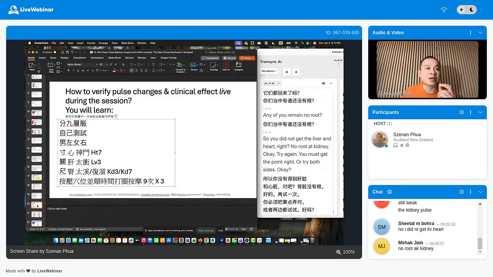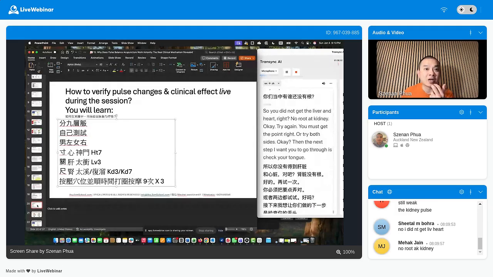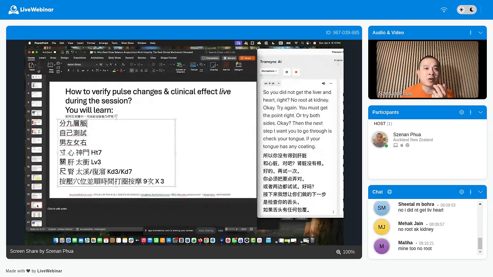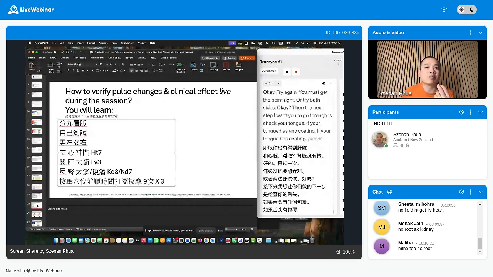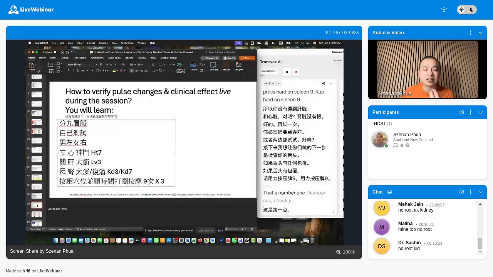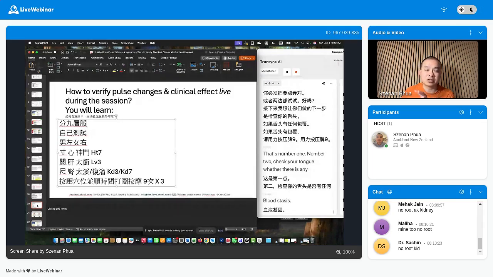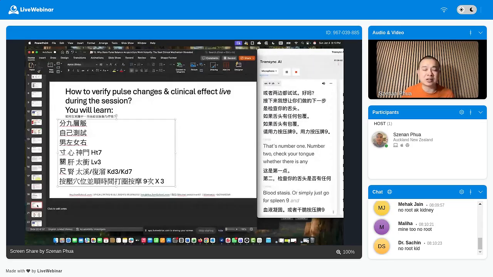Okay, then the next step I want you to go through is check your tongue. If your tongue has any coating, please press hard on spleen 9. Rub hard on spleen 9. That's number 1. Number 2, check your tongue whether there is any blood stasis, or simply just go for spleen 9 and spleen 6.